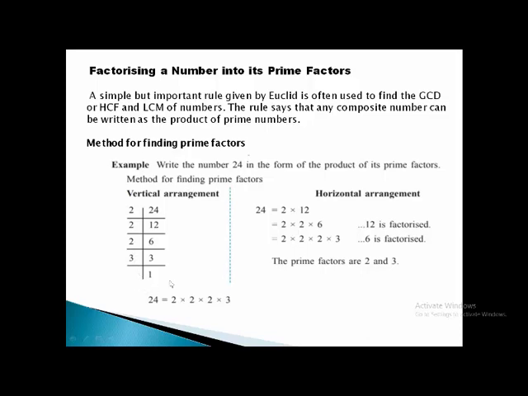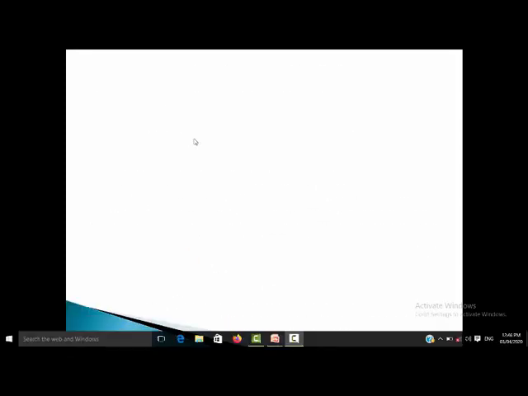Now here the same is given, but arranged in a horizontal manner. So which are the prime factors of 24? 2 into 2 into 2 into 3. Means when we write all the prime factors in product form, we get the given composite number. Let's see with another example.